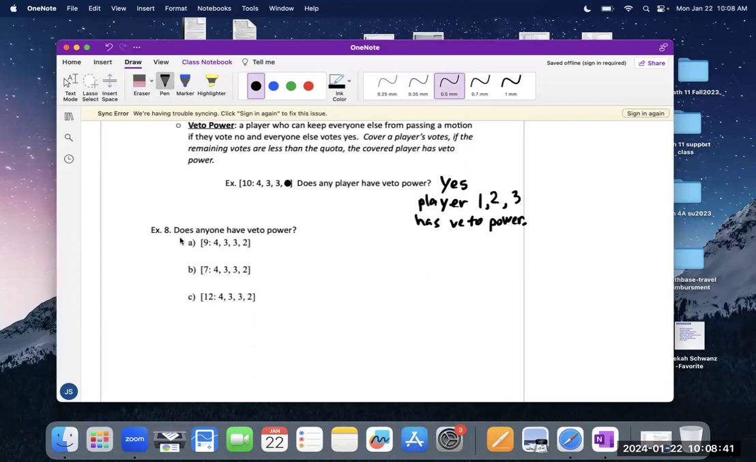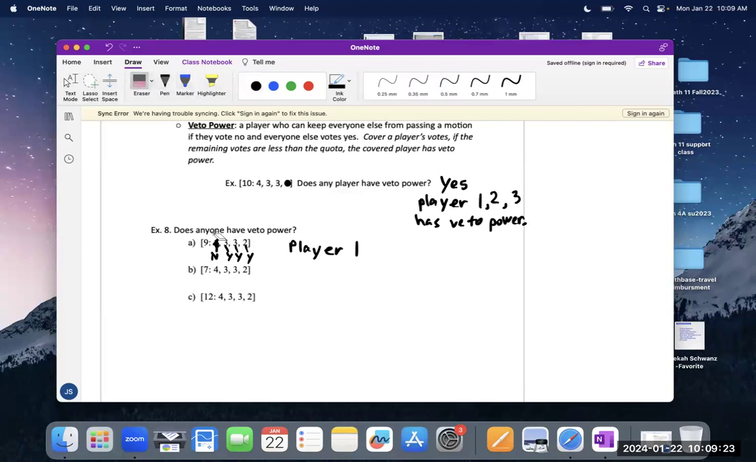And then they ask us, in each of these situations, does any have veto power? So like I said, if anybody's going to have veto power, it's going to be the topmost weighted player. So I cover 4 and I add 3 plus 3 plus 2. So let's say player 4 votes no. Do the rest of the votes have enough power, if they all vote yes, to pass the motion? So 3 plus 3 is 6, plus 2 is 8. They will not have enough power. They need player 1. So player 1 does have veto power.